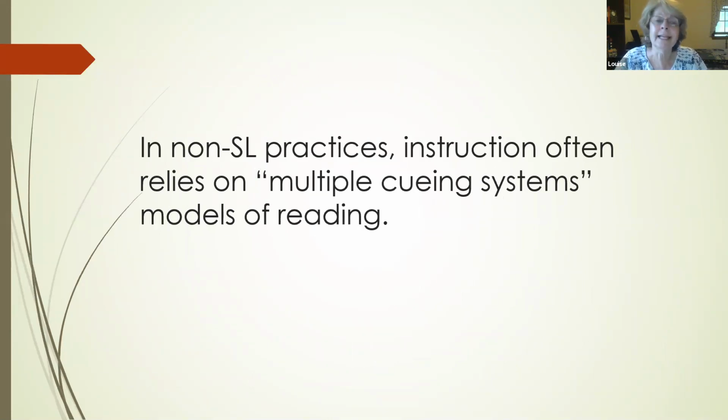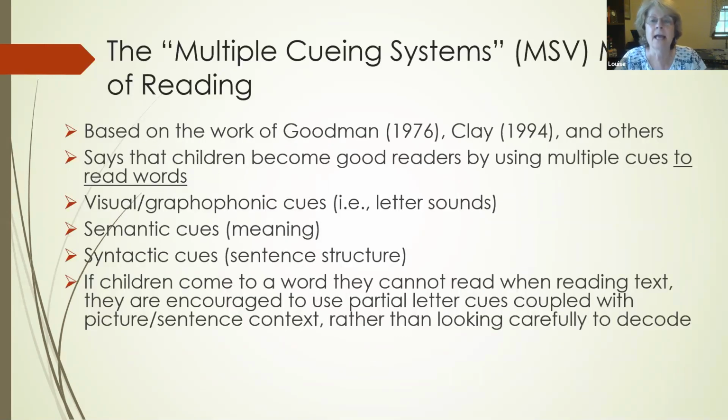Here's one that's really problematic for children who struggle in reading. In non-SL practices, instruction often relies on multiple cueing systems models of reading. So a little bit about this model, which is sometimes called MSV. This is based on the work of Goodman, Clay, and others, and it says that children become good readers by using multiple cues to read words. And I've highlighted "to read words" because that's an important distinction that I'll explain further in a minute.